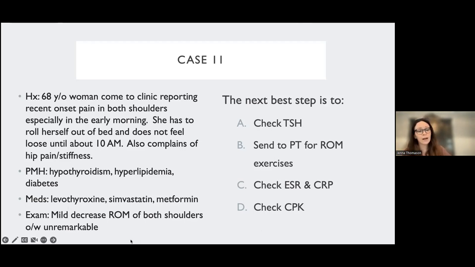And on exam, it's just so hard for her to range her shoulders. It's just really uncomfortable. So in this patient, do you want to check her TSH, send her to PT for range of motion exercises, check her inflammatory markers, or check CK? She's not weak, but she really is having trouble moving.